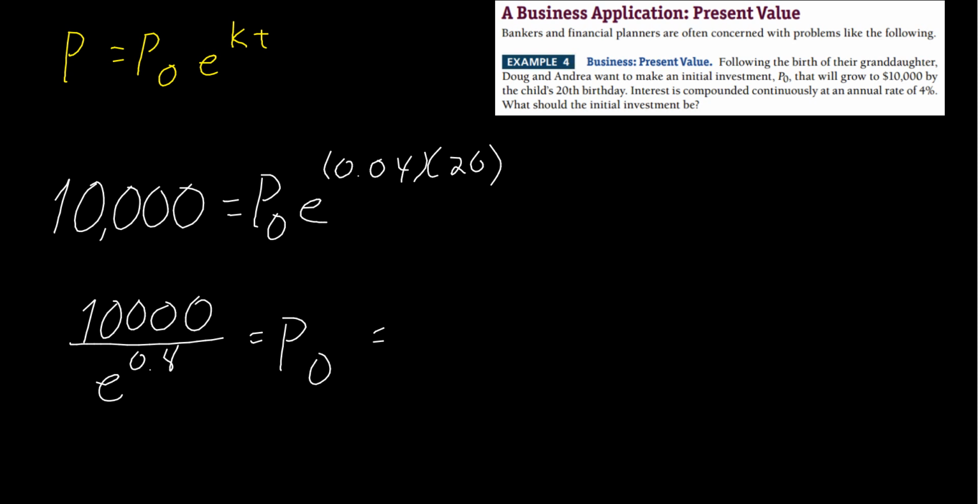So we need to invest about $44.93. Doug and Andrea need to invest about $44.93, so by the time their granddaughter turns 20, that money will have grown to $10,000. So that's a nice little gift. And that was a pretty easy problem.